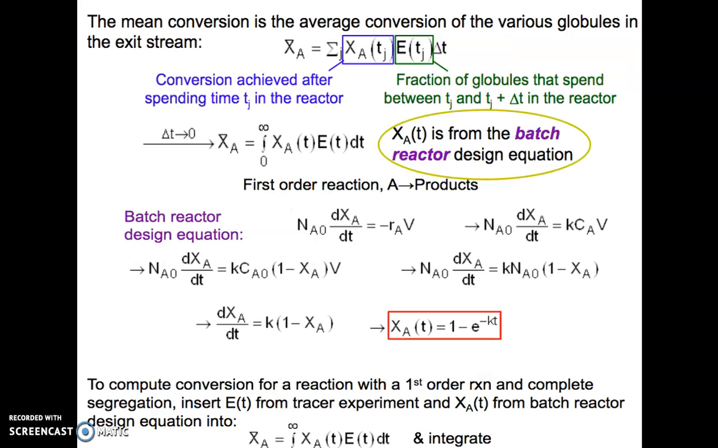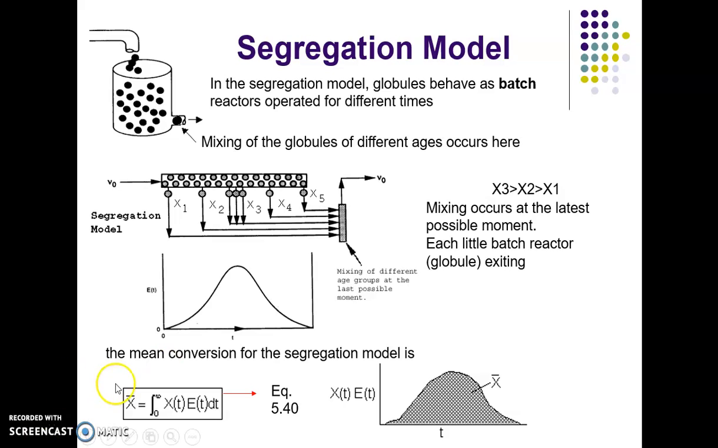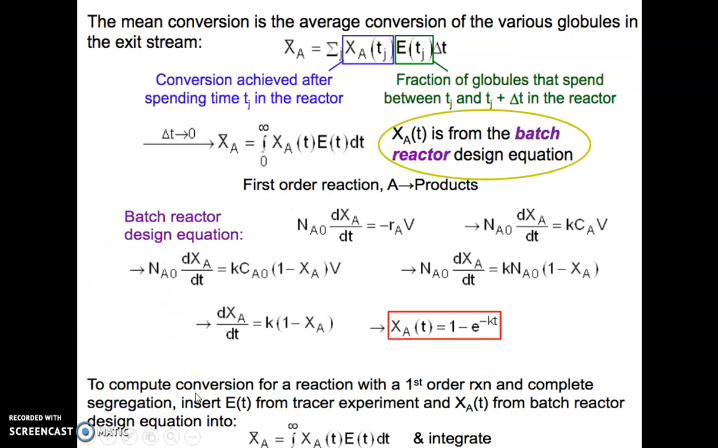The mean conversion is the average conversion of the various globules in the exit stream. When you have different points in this reactor, you will have different conversions, so we are going to find one mean conversion. That's why we end up using this. This is what segregation models are for.